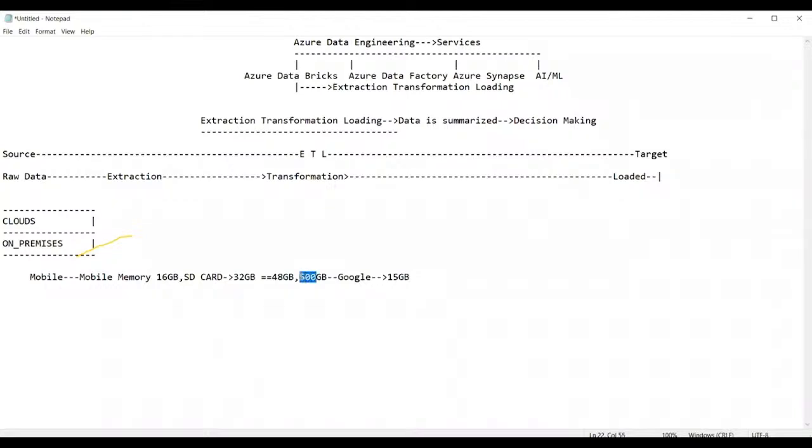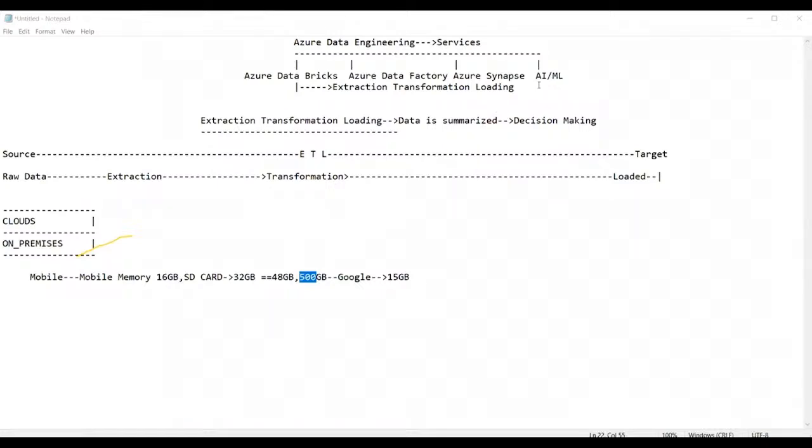500 GB. So now what do you have to do? Tell me now, guys. Guys, please tell me. Did you get my question? If you get the question, just simply say yes, or else I'll repeat the question once again.